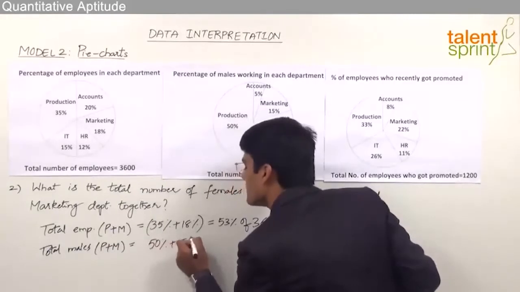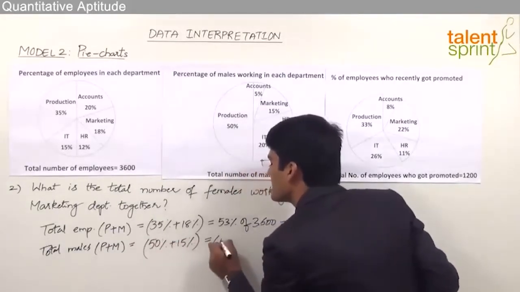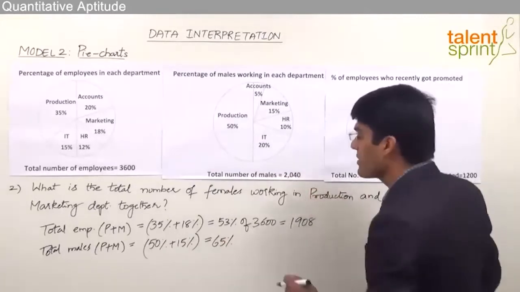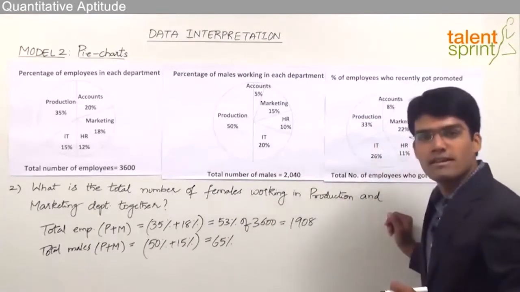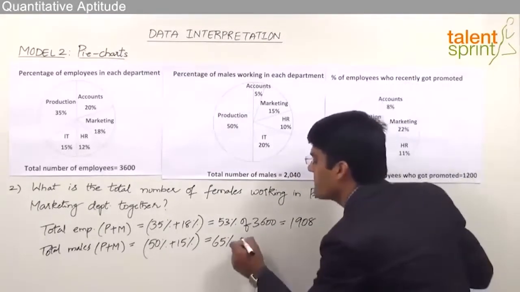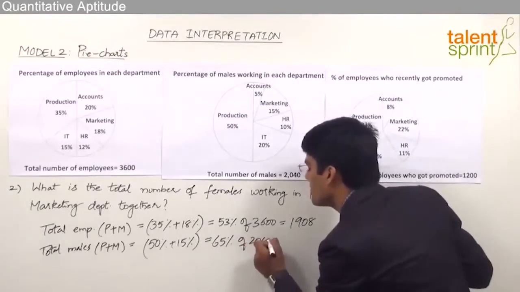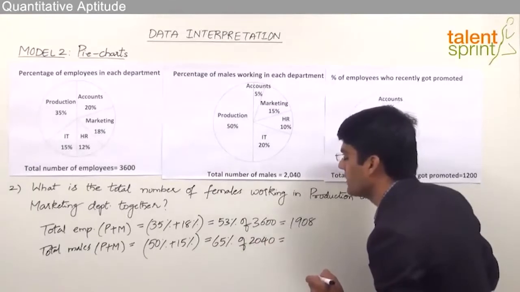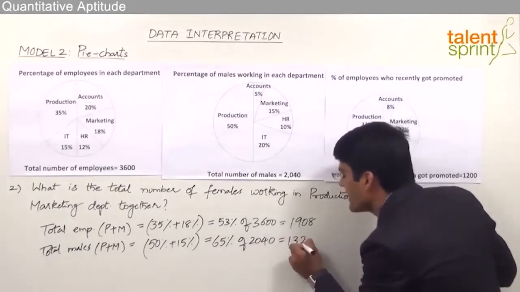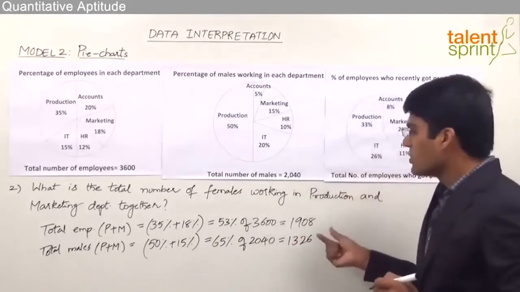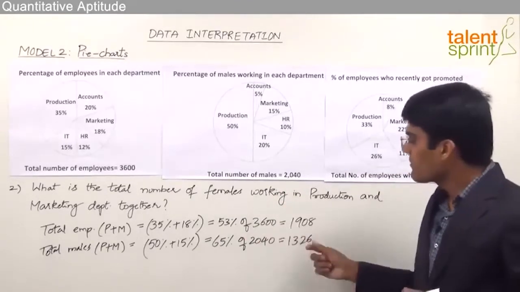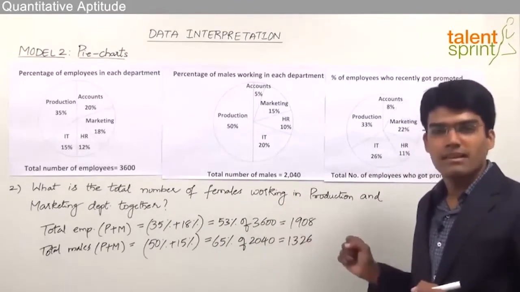50% plus 15%, that is equal to 65%, and this 65% is for 2040. Why? Because the total number of males in the organization here is 2040. So 65% of 2040 will be equal to 1326. So we know that the total number of employees for these two departments is 1908 and the total number of male employees in these two departments is 1326.